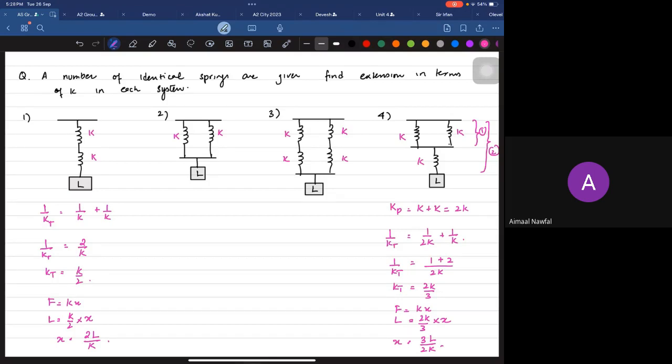So I got an answer. Okay. Yes, go ahead. 2 is L over 2k. That is correct. And 3 is L over k. L over k. That is correct. Very good. Anyone else who could do this and who's stuck? Please let me know.